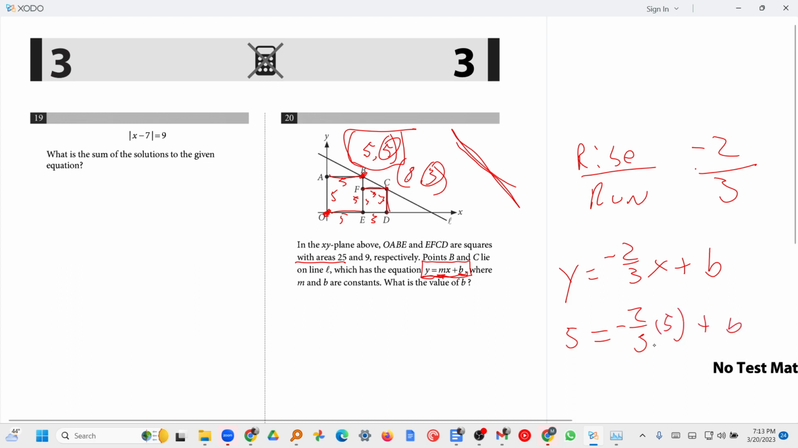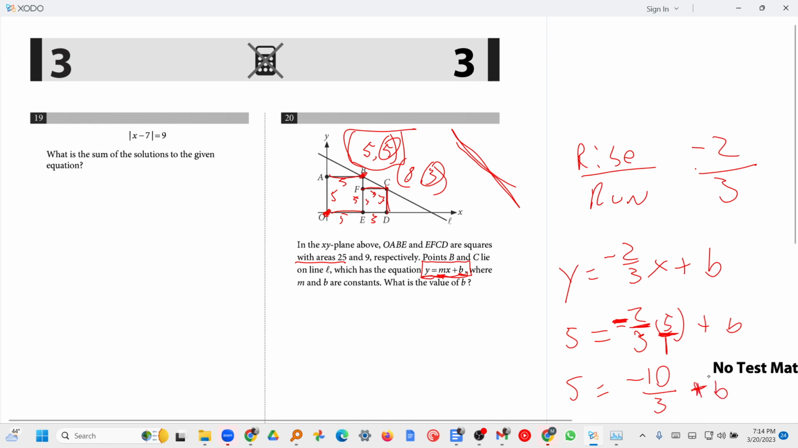And now I have to do -2/3 times 5. I'm going to put a 1 under the 5 to make it a fraction. And if I'm multiplying fractions, I just multiply straight across. We're just going to assign the negative to the top number there. -2 times 5 is -10. 3 times 1 is 3. So now I have 5 equals -10 over 3 plus b.